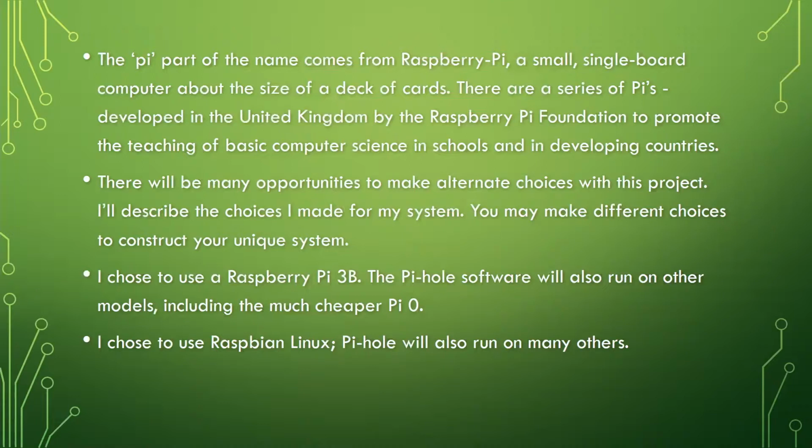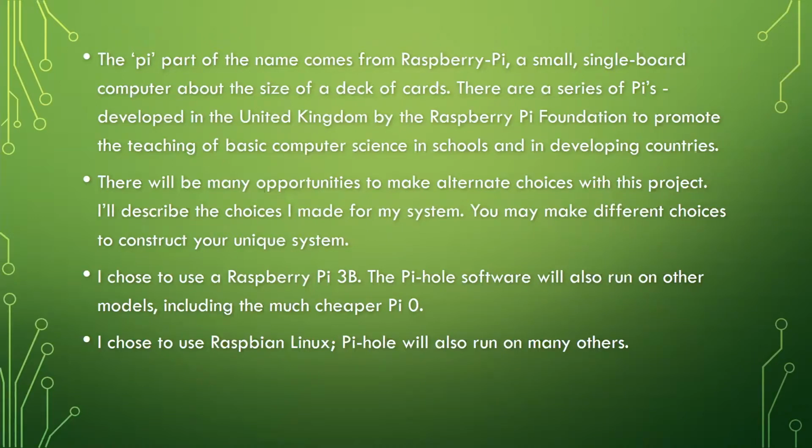There are a lot of choices in what we're going to look at today, and as a result, I'm just going to talk about the choices I made. If you decide to duplicate this, you may want to go through and make different choices, and that's fine. One choice I made was to use a Raspberry Pi 3B. There are several Raspberry Pi models that have been developed, including a Raspberry Pi Zero. Now, a Raspberry Pi Zero does not have all the features of the Pi 3B, but it is only $5, and Pi-hole will run on it.